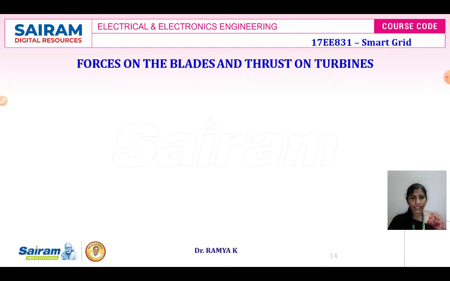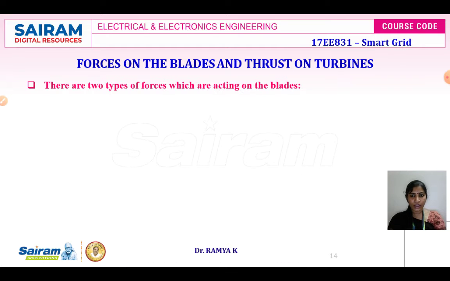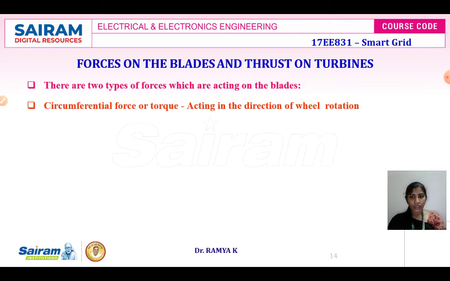Forces on the blade and thrust on turbine. As we know, the wind is collected by means of the wind blades, which are fixed either on the horizontal axis or on the vertical axis. There are two types of forces that will be acting on the blade. The first one is your circumferential force or torque acting in the direction of the wheel rotation. Wheel is nothing but your turbine, that is, the wind blade. In whichever direction it is going to rotate, it is going to develop a force or torque.